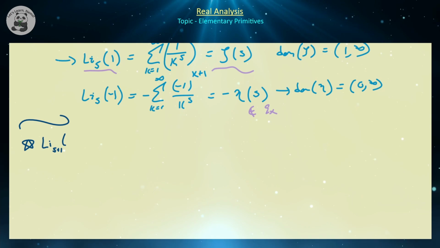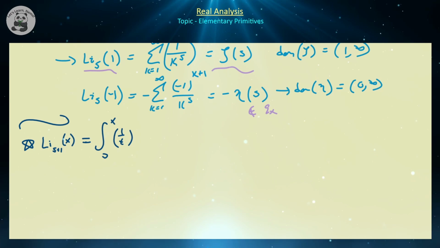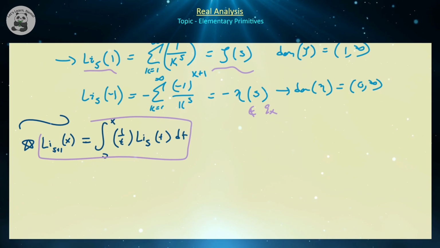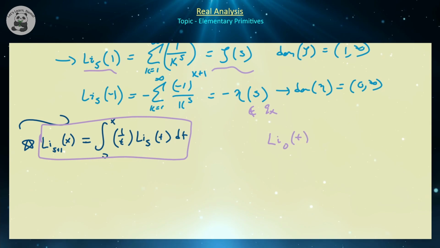So Li_{s+1}, and this is a fun exercise, will be equal to the integral from 0 to x of 1 over t times Li_s of t dt. And you should be able to figure out several different variations of the polylogarithm. I would suggest starting off by looking at what exactly is Li_0 of t equal to, and then you can use this iteration to start building your polylogarithmic functions, and then analyze them term by term if you desire.